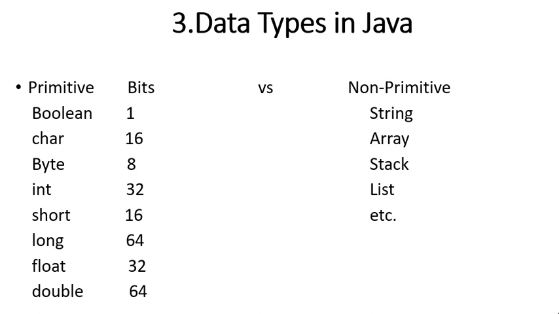Under non-primitive data types, these are different, like string, array, stack, list, set, vector, dictionary. These all come under the category of non-primitive. These primitive categories are data types, eight types.